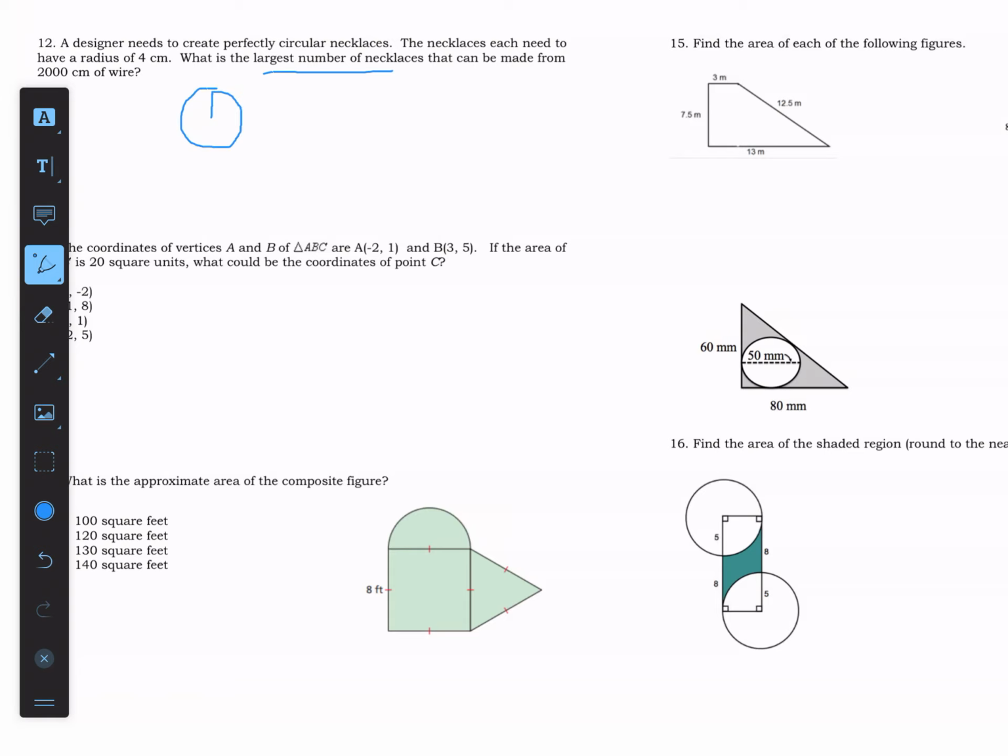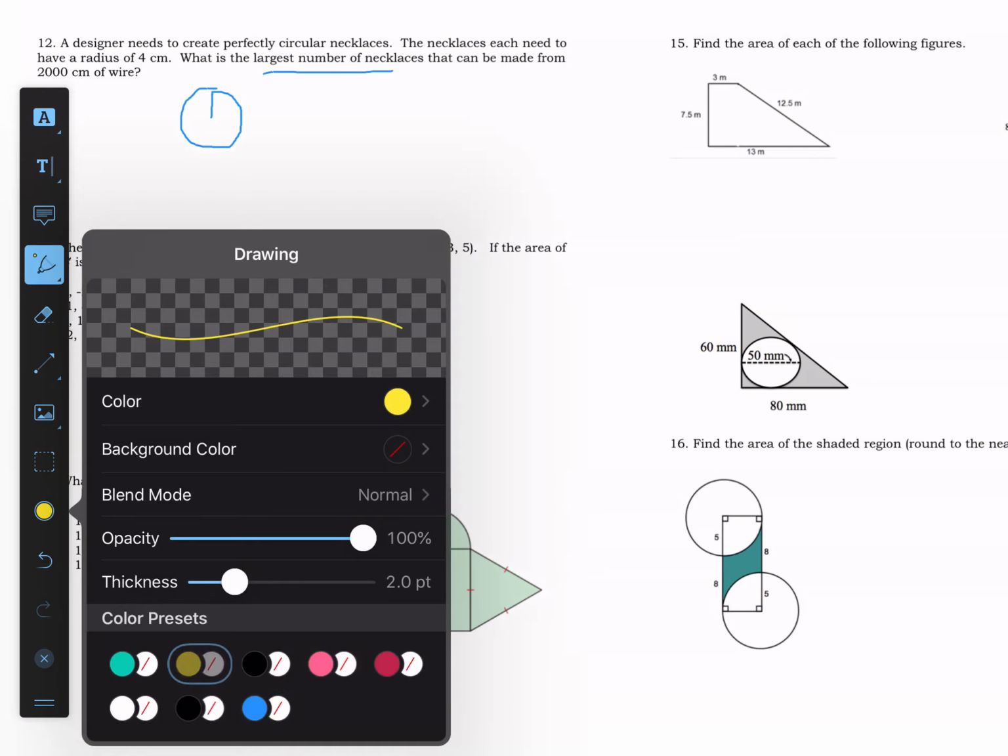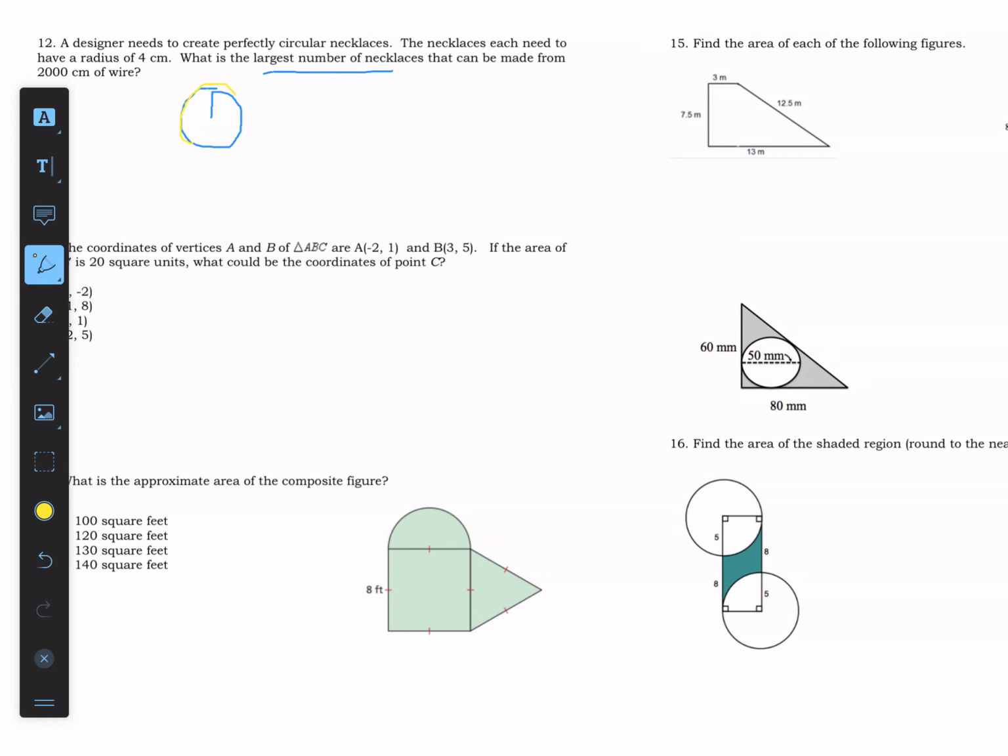So that 2,000 centimeters of wire is being used to make this portion of the circle that I just drew, which is the same thing as the circumference, okay? That's like the perimeter of a circle is the circumference. So in this case, if my radius is 4, that means that my diameter is 8. So the circumference of one of these necklaces, pi times diameter, is 8 pi.